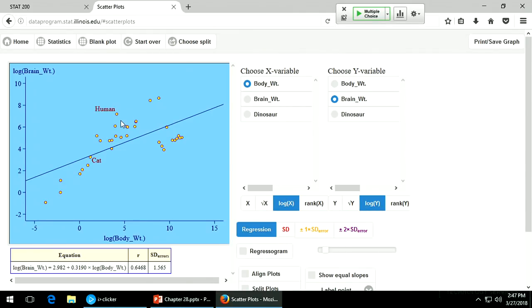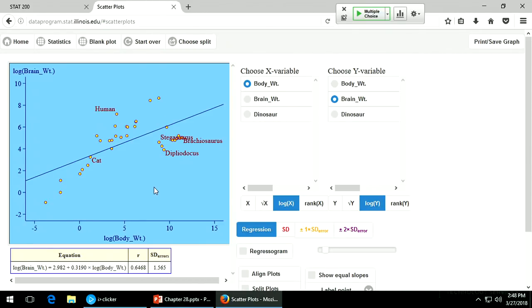Who's this? The human, we could still do better. I bet these over here are probably all dinosaurs. Yeah, these are all the dinosaurs here. So we have sort of two groups, but this is much, much better.